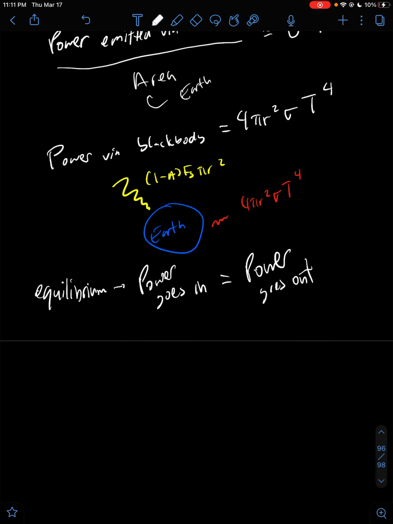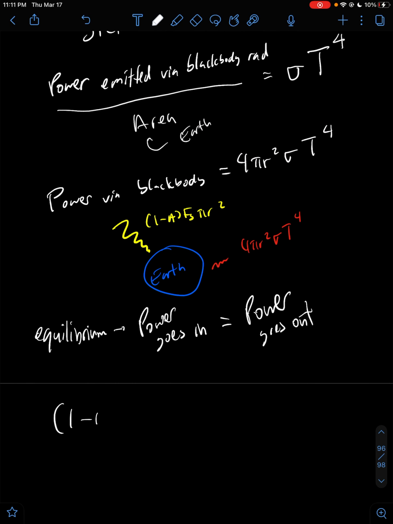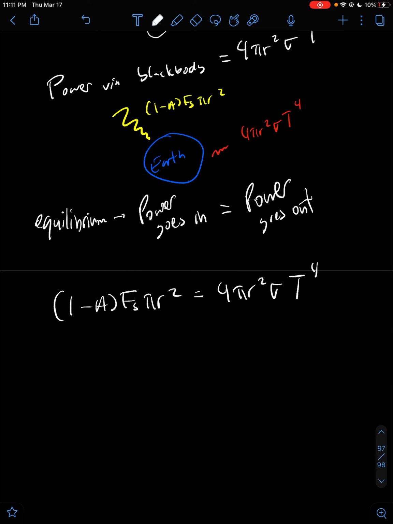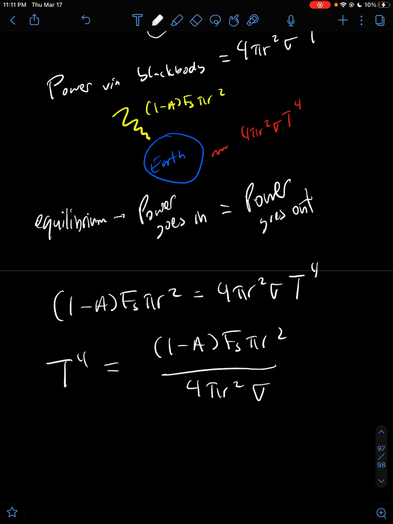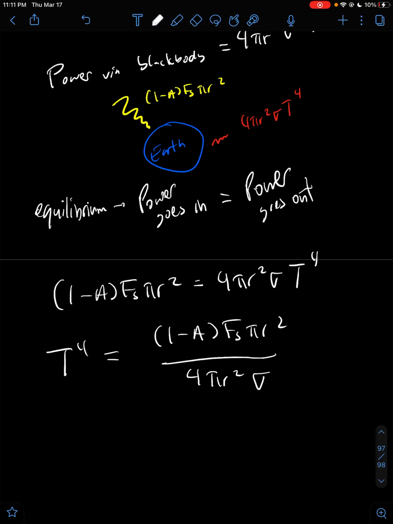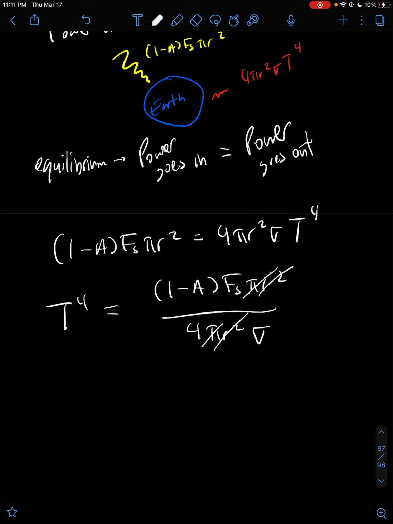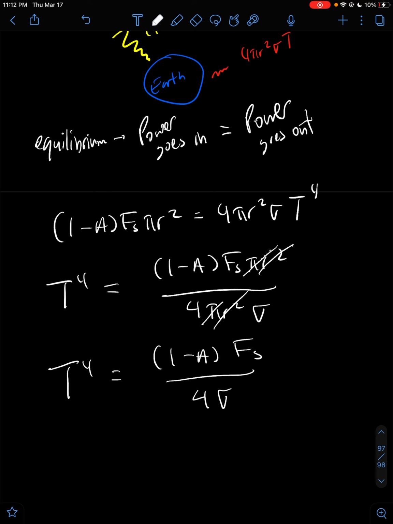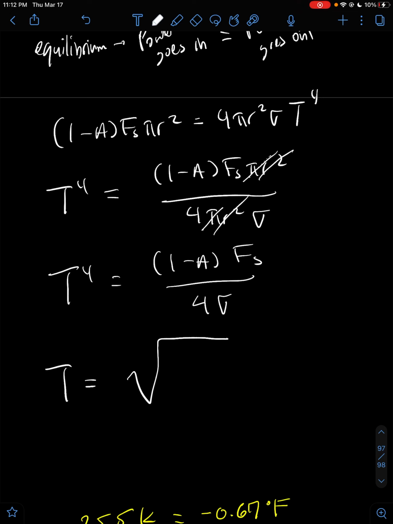Since the power that goes in equals the power that goes out, (1 minus a) Fs pi r squared is going to be equal to 4 pi r squared sigma T to the fourth. We can then just solve for T to the fourth. That's just going to be (1 minus a) Fs pi r squared over 4 pi r squared sigma. The pi r squared is just going to cancel out. So T to the fourth is going to be (1 minus a) Fs over 4 sigma, meaning that T is the fourth root of (1 minus a) Fs over 4 sigma.